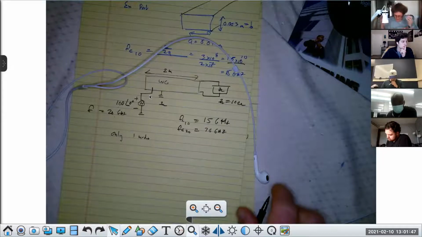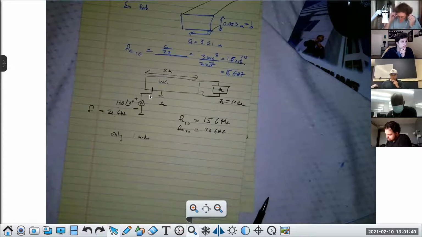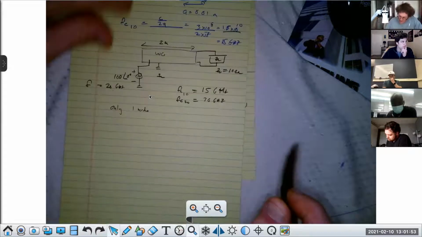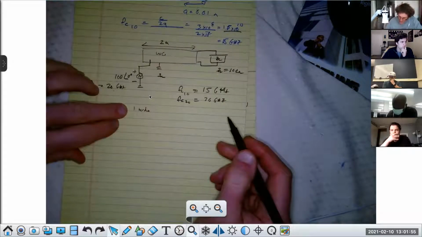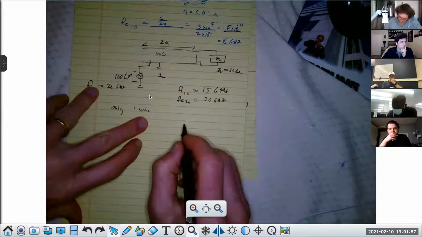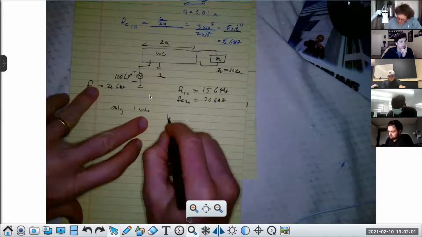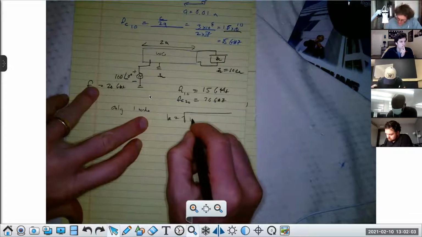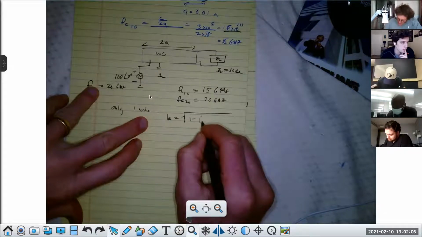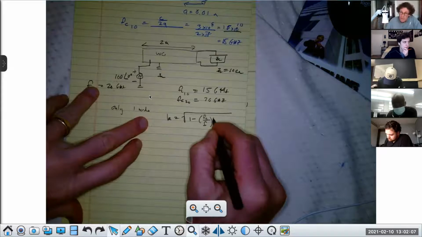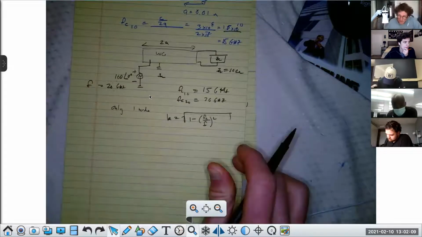So only one mode will propagate. And if only one mode propagates, now listen, the next thing I need to do is find out what the actual value of K is. Remember, K is equal to the square root of 1 minus (FC over F) squared, right? We're going to use this a lot. Are you with me, guys?